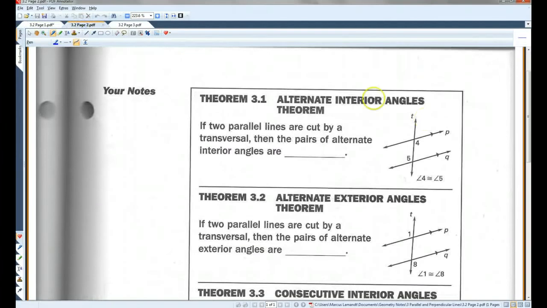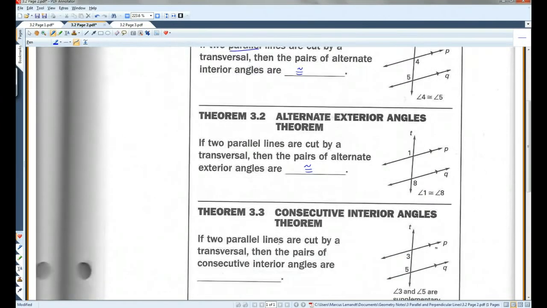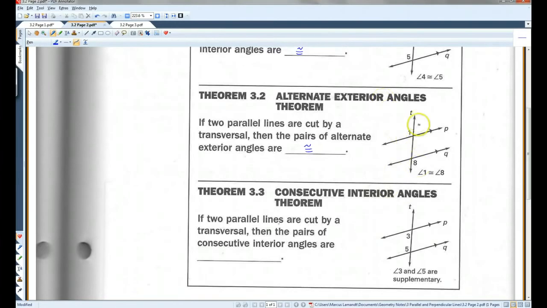Theorem 3.1. If two parallel lines are cut by a transversal, then the pairs of alternate interior angles are congruent. Now keep in mind, this is only if the lines are parallel. If these lines are not parallel, this is not true. Okay? So angles 4 and 5, also this angle and this angle, that would be congruent. If two parallel lines are cut by a transversal, then the pairs of alternate exterior angles are congruent as well. Okay, so angles 1 and 8, also this angle and this angle.